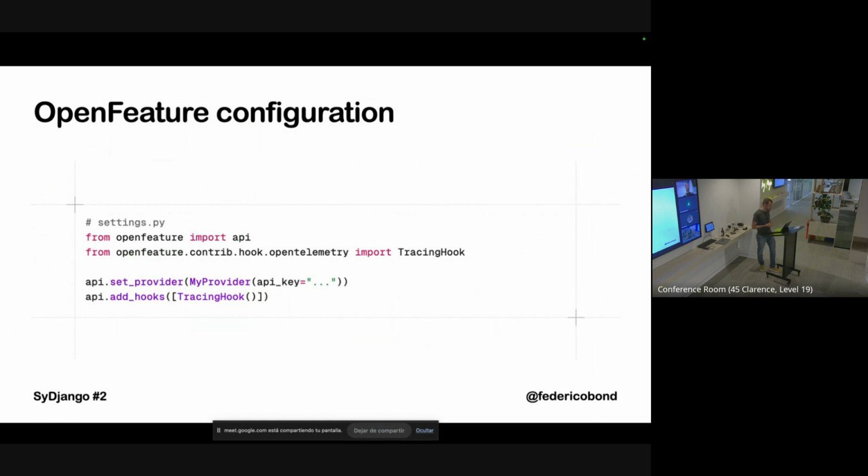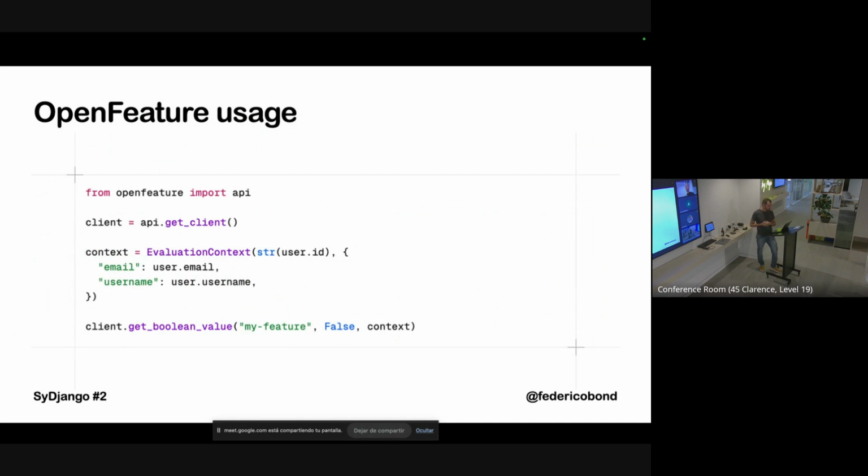Here I'm configuring OpenFeature with a provider, which could be LaunchDarkly or whatever you're using. I'm also adding what's called a hook, the OpenTelemetry hook, and that's going to push an event every time a feature is evaluated with the result of that evaluation. So in my traces, if I zoom in on a request, I can know exactly what feature flag was evaluated and its value, and that can be super useful for debugging.